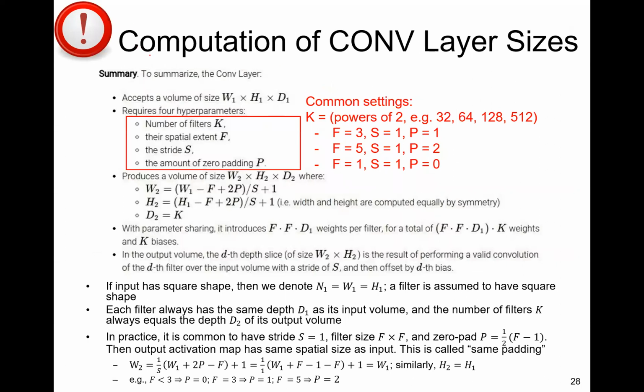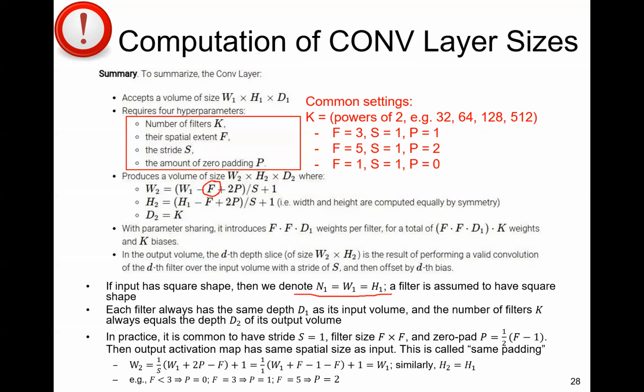So this is an important slide. This is the formula for computing the output volume size for a given input volume size and filter size. Suppose the input volume is W1 width times H1 height times D1 depth. Typically we often have a square shape, W1 equal to H1, and then we use N1 to denote the size. But often we have a non-square shape because the image could be rectangular, whereas the filter is always assumed to have a square shape. That's why we only use a single number to denote its size. It's actually f by f.